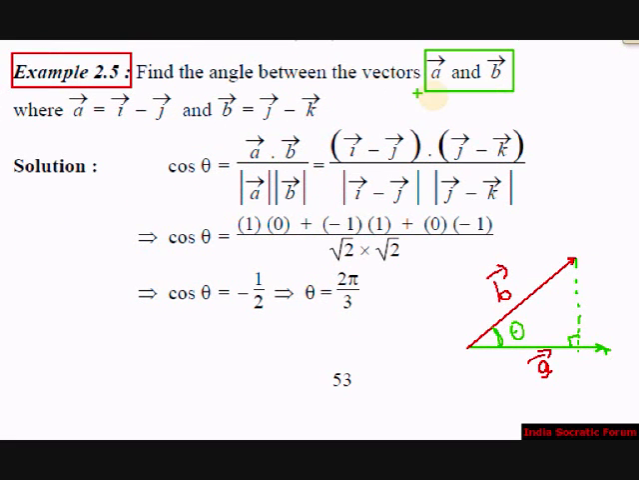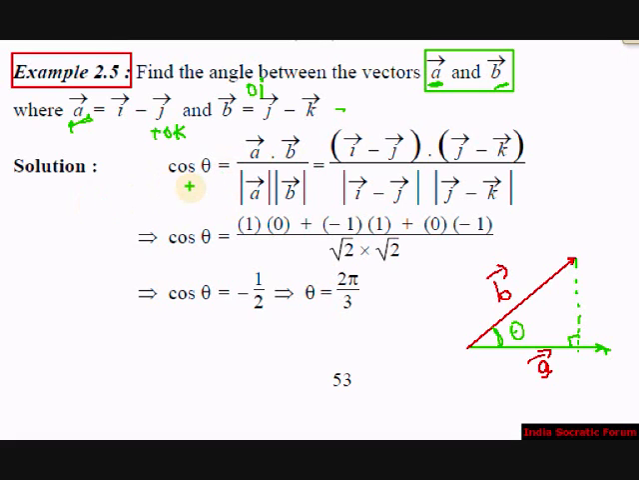Same way, example 2.5: we need to find the angle between a vector and b vector, where a vector is i minus j, and b vector is j minus k. So we have to assume plus 0k here, and plus 0i there. Okay, that's all. Now, remembering this, let us solve it.